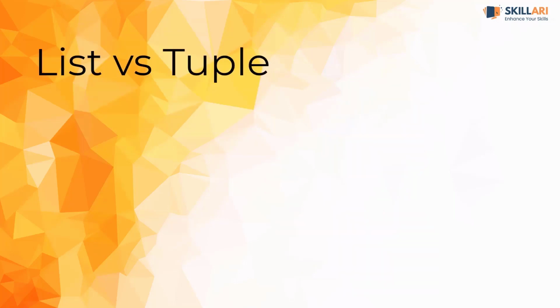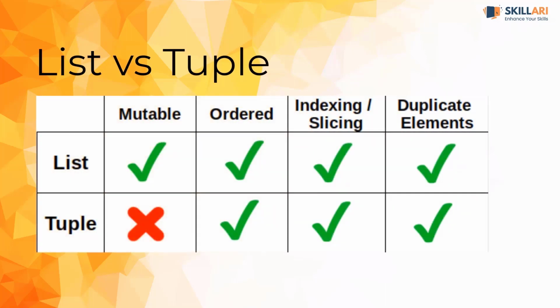Let's brief both of them side by side. So starting from list, lists are ordered. It also allows indexing. It also allows duplicate elements, as well as it is mutable. That is, we can change, we can add, we can remove values from a list. Whereas tuples are also ordered. It allows indexing. It also allows duplicate elements, but it is immutable. That is, we cannot add or remove values. We cannot change values in a tuple.